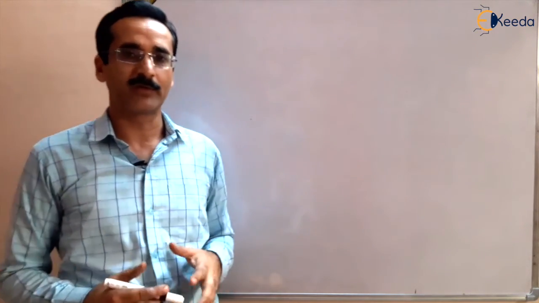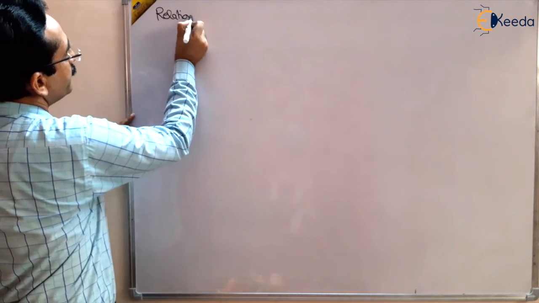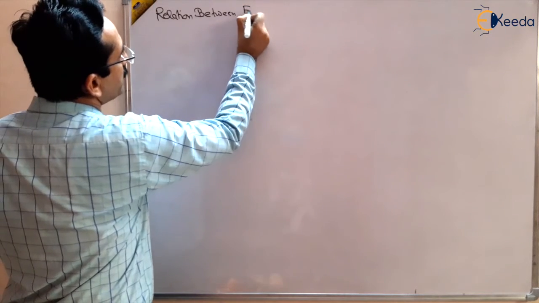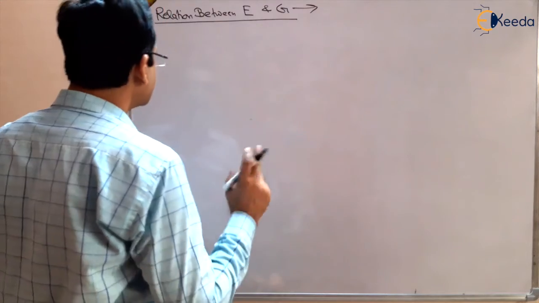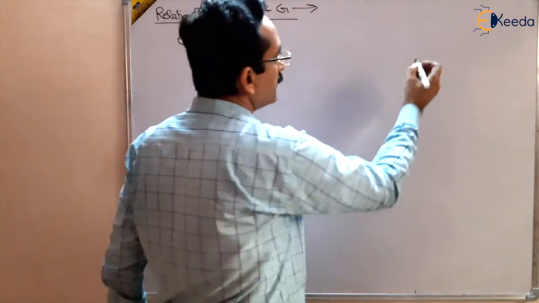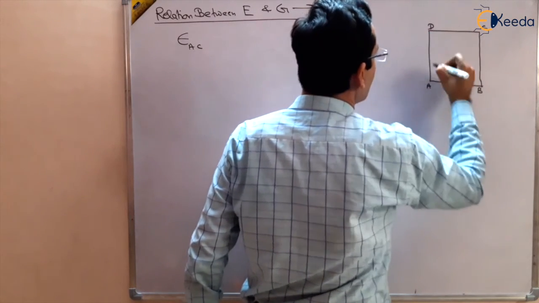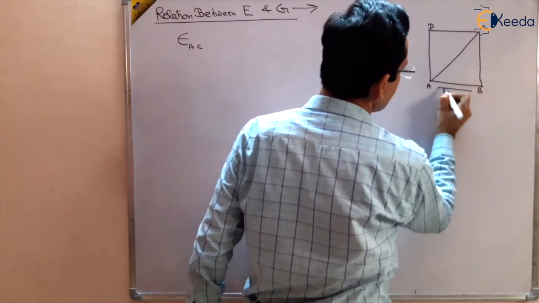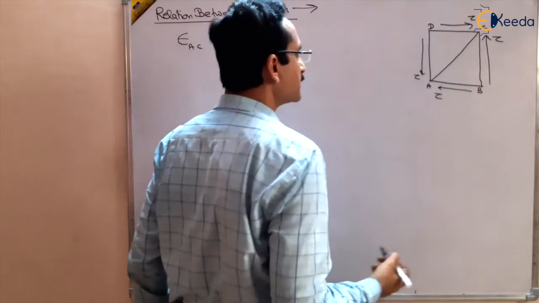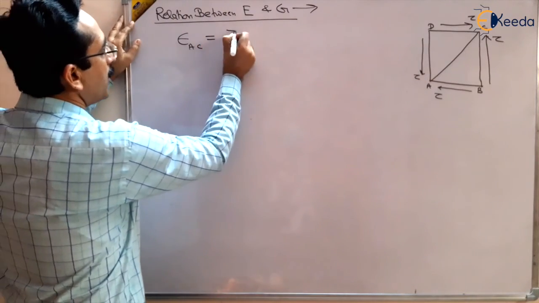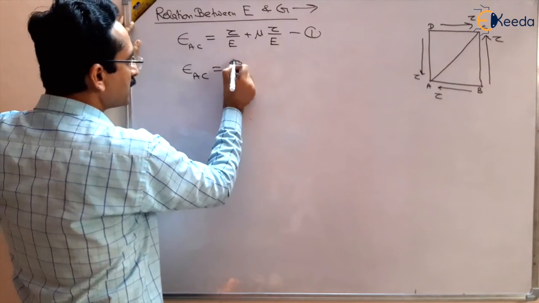Now we want to find out the relation between Young's modulus of elasticity and modulus of rigidity, right? What is the relation between these two? So we will use our previous concepts, that strain in a diagonal AC, which we have already found out for a block, like this was a block which was under pure shear, and we have found out strain in this AC under pure shear, and the shear stresses were applied like this. These were the shear stresses, and strain in this diagonal AC was found out to be tau by E plus mu tau by E. This was equation number 1. Strain in AC was also found out in terms of shear strain, that is phi by 2.